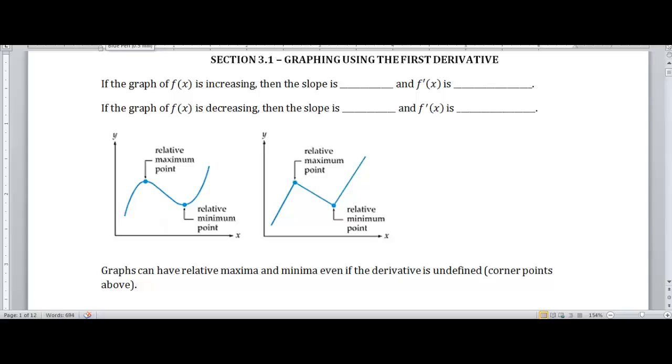Hello, let's start with Chapter 3. This is Section 3.1, graphing using the first derivative.